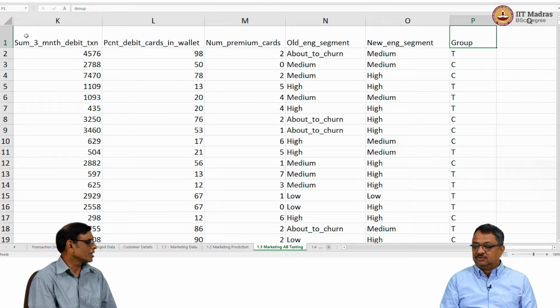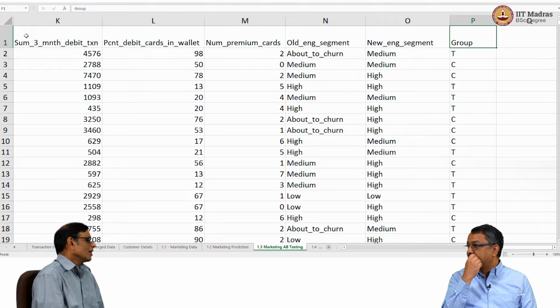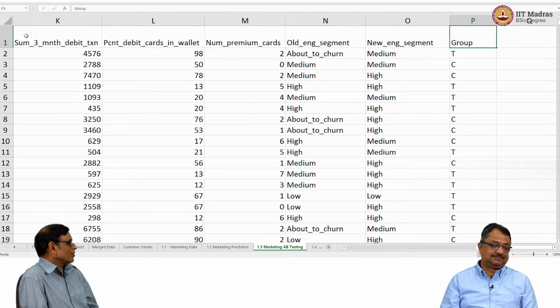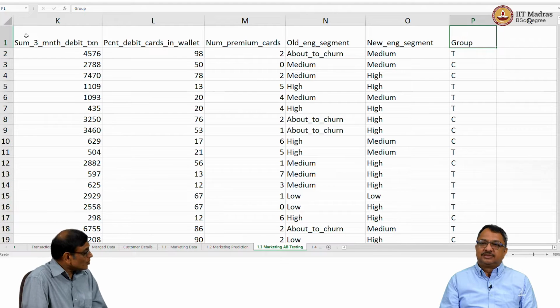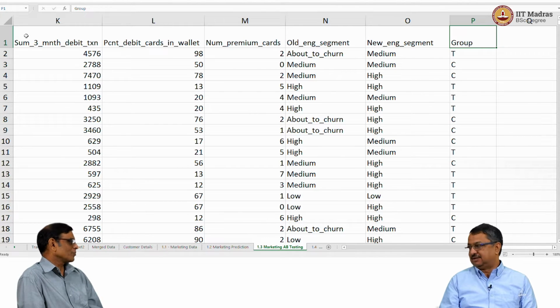Whether or not engagement has improved. But it could have improved for everybody over time. Engagement may improve for everybody, but has it improved more prominently for the test group as compared to the control? That's what you have to check.